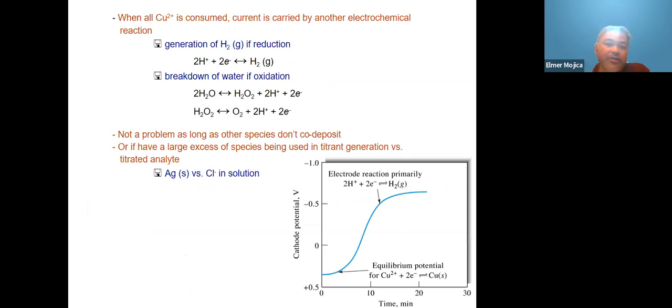So when all of this copper is consumed, the current is carried out by another electrochemical reaction. So either mag-generate ka ng hydrogen from the H+, or there's a breakdown of water if oxidation happens. Okay. Now, this is not a problem as long as the other species don't co-deposit. So if you have a large excess of species being used in titrant generation versus the titrated analyte, like silver reacting with the chloride in solution.